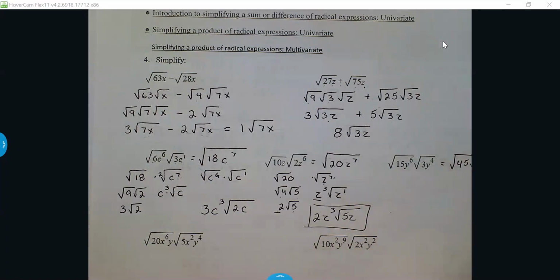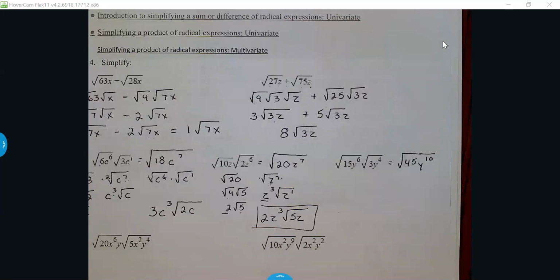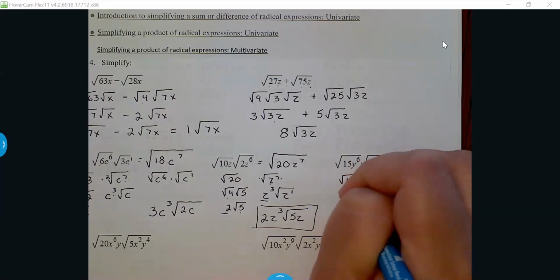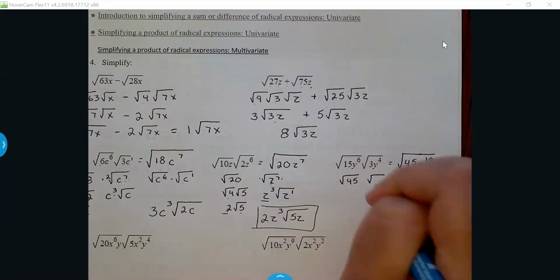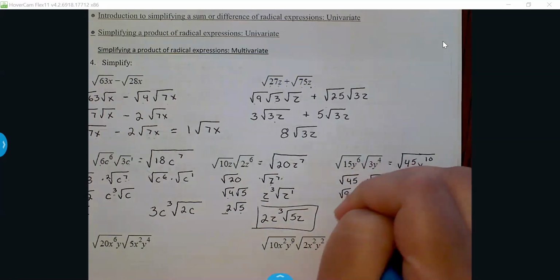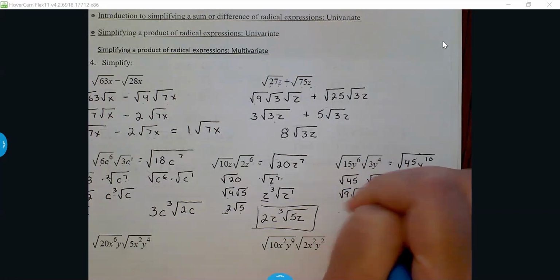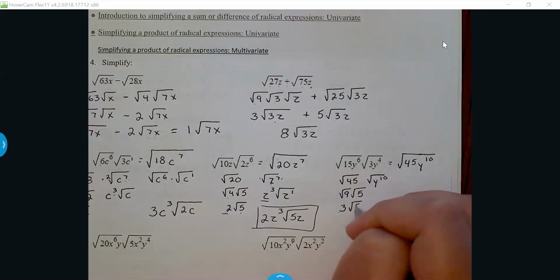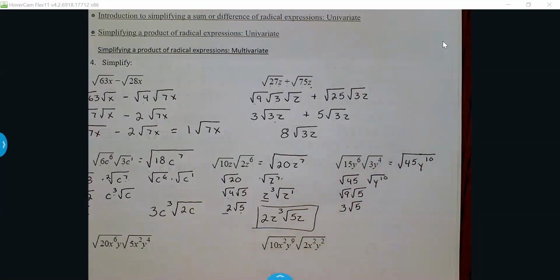Okay, so I have the square root of 45, y to the 10th. So I need to look at it as the square root of 45, and then separately, I'm going to look at it as the square root of y to the 10th. So the square root of 45, we're looking for the largest perfect square that goes into 45. And that's 9. So it's going to be 9 times the square root of 5. And the square root of 9 is 3 times the square root of 5. So that takes care of the square root of 45.